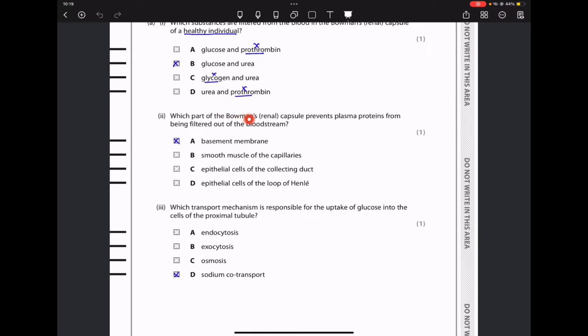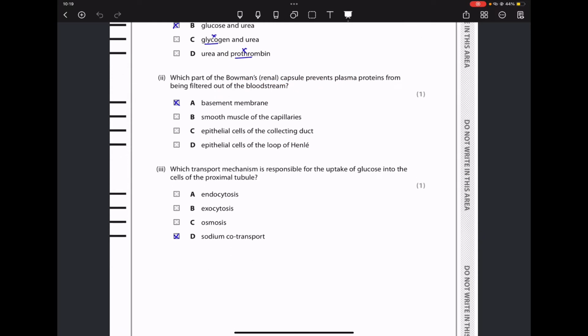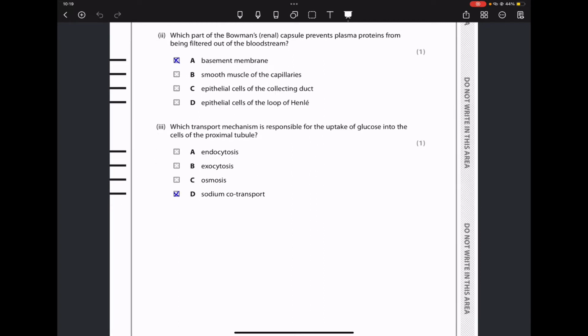Next, they say which part of the Bowman's capsule prevents plasma proteins from being filtered out of the bloodstream? That should be the basement membrane. And the next part says which transport mechanism is responsible for the uptake of glucose into the cells of the proximal tubule. This is not endocytosis, not exocytosis, not osmosis, but sodium co-transport.